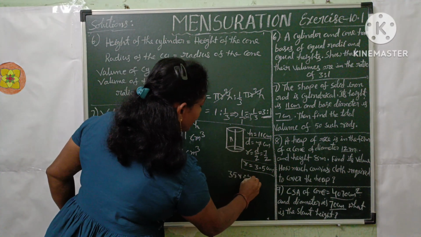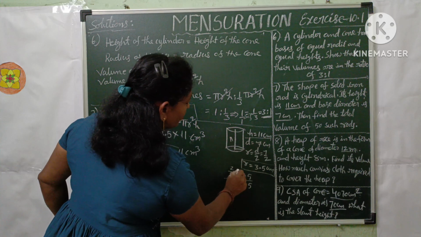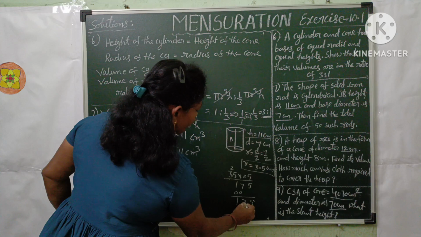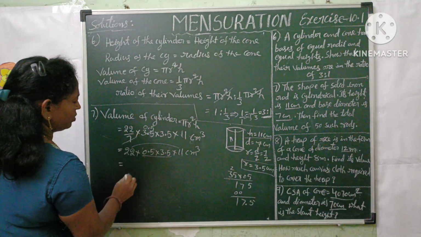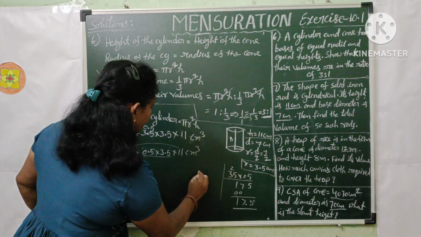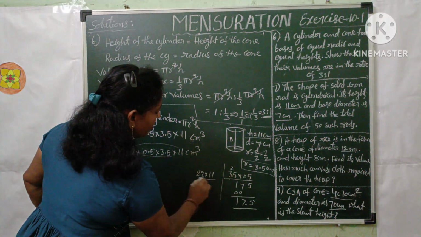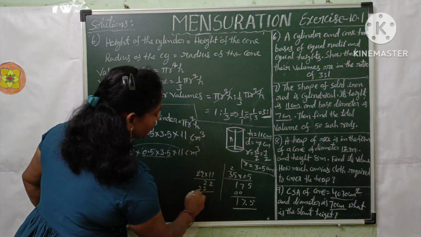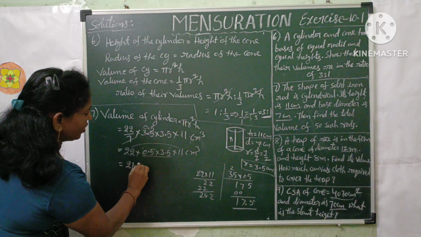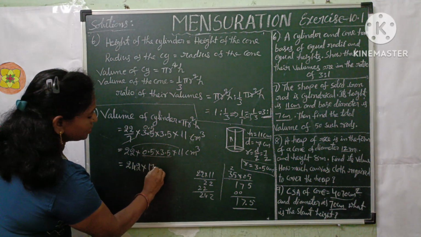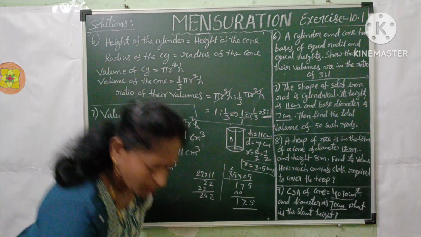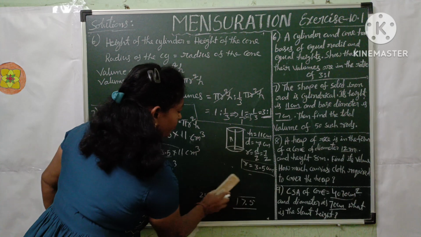3.5 into 0.5: 5 5s are 25, 5 3s are 15, that is 175. Therefore 175, one digit after the decimal, no? That is 1.75. Next, 22 into 11 also we need to multiply. 22 into 11 is 242. That is equal to 242 into 1.75 centimeter cube. Again these two we need to multiply.